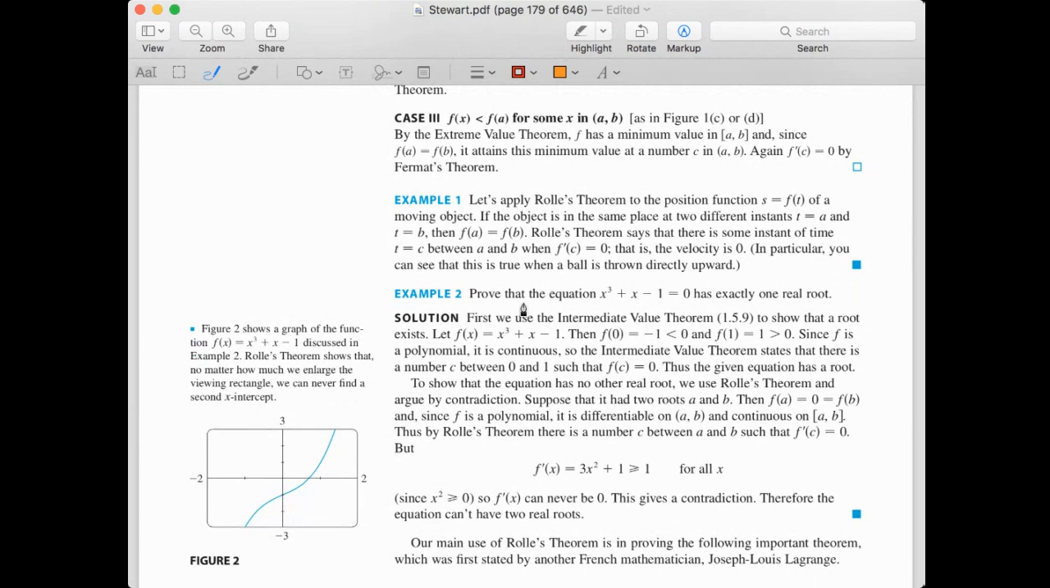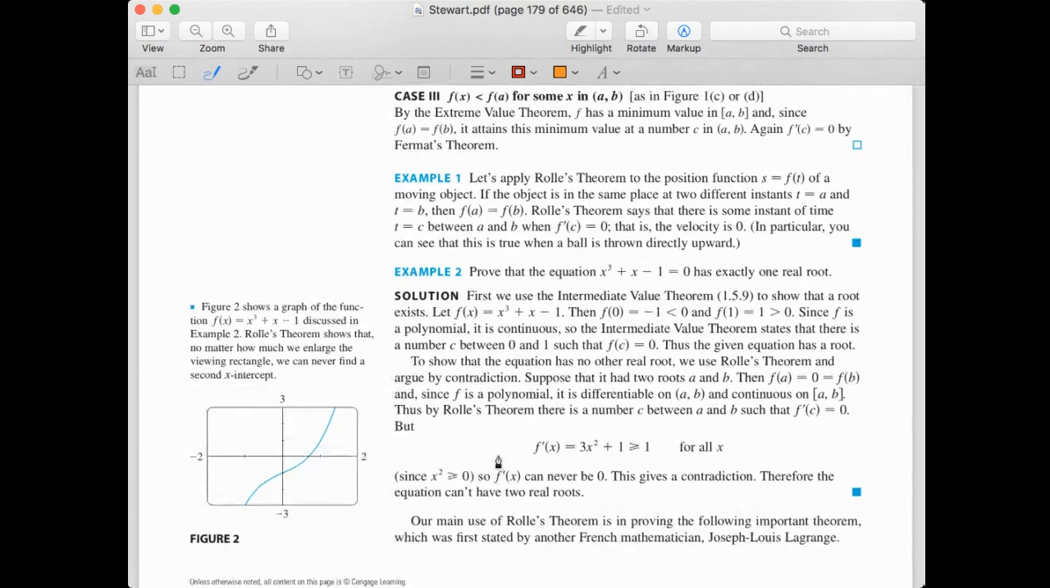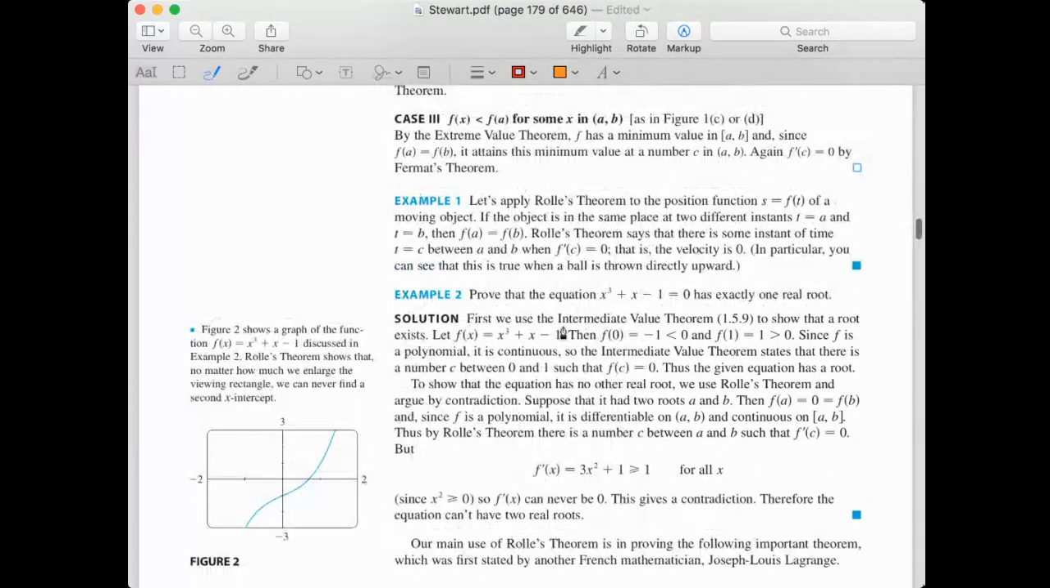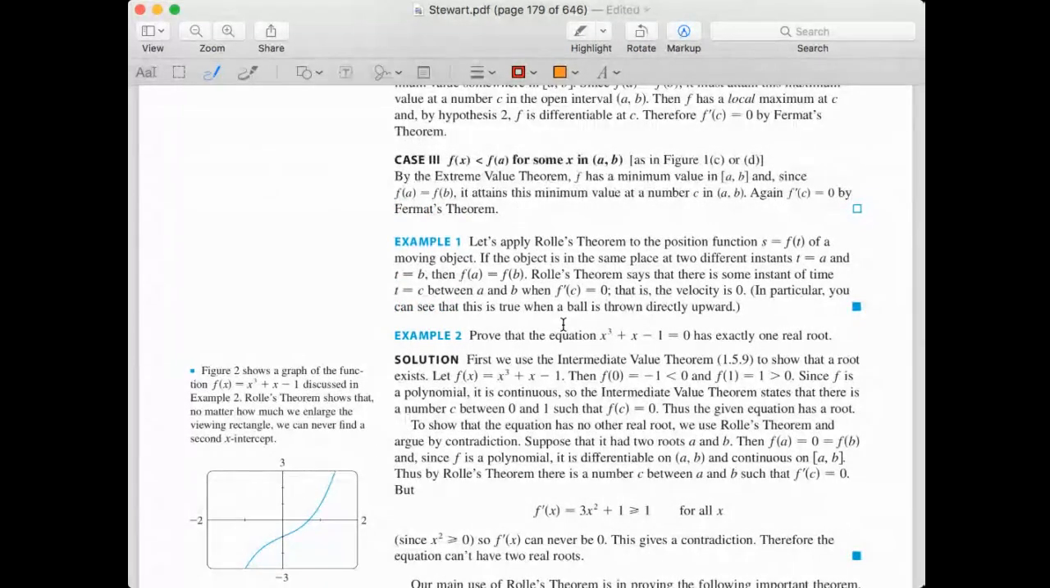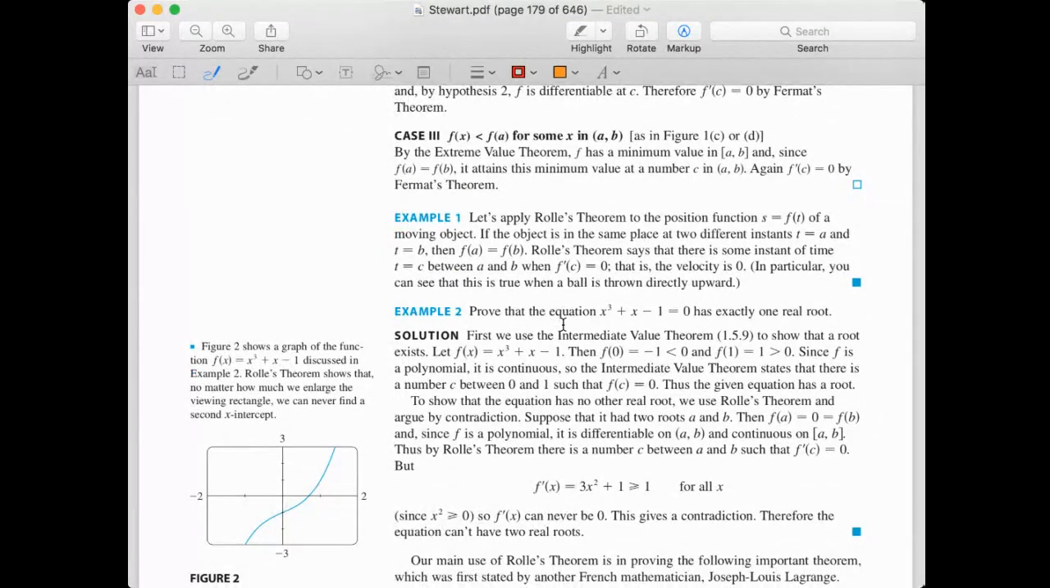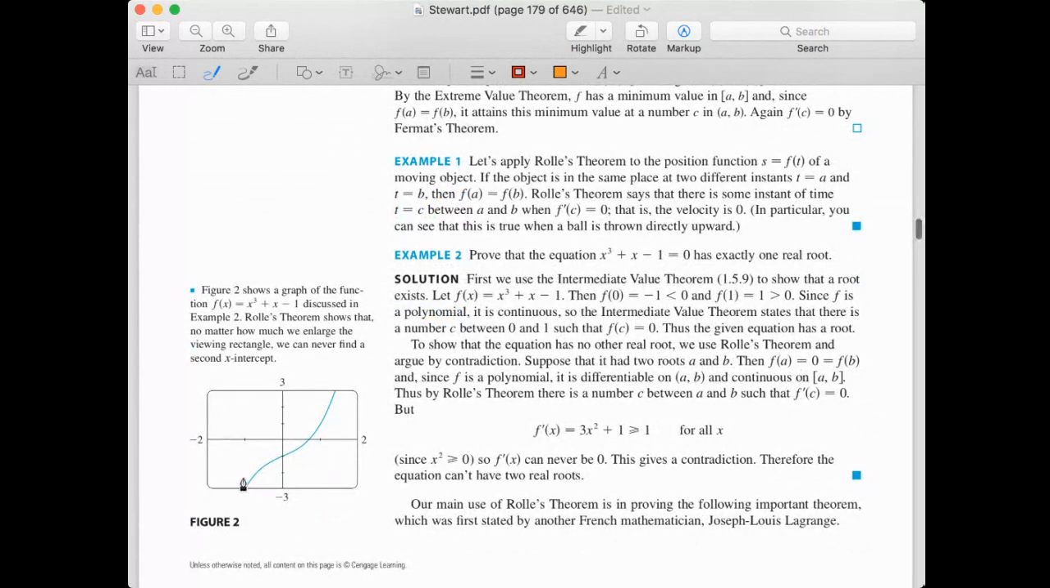Example 2, let's prove the equation x cubed plus x minus 1 equals 0 has exactly one real root. We want to apply Rolle's theorem. This is saying intermediate value theorem. Let's go to intermediate value theorem 1.59. I don't want to go back there. Basically, how do we find a real root? If a function is continuous, here we see this.